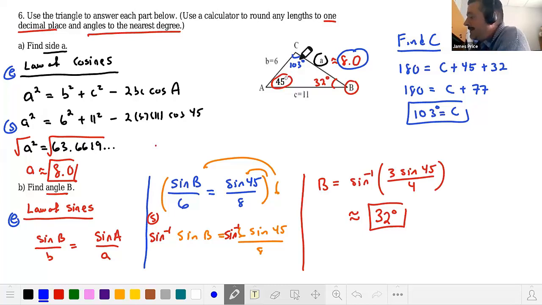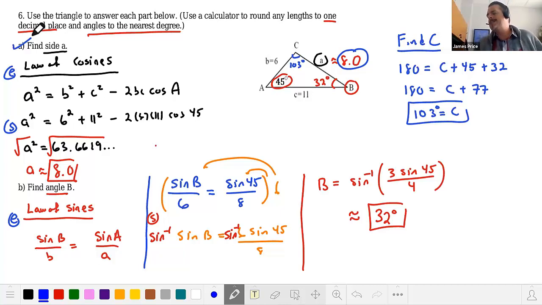All right, and you can check it because the largest angle has the longest side, the shortest angle has the shortest side, and the middle angle has the middle side. So, I mean, it checks well enough. I'll take it. Doesn't mean it is right, but it's a good check, basically.